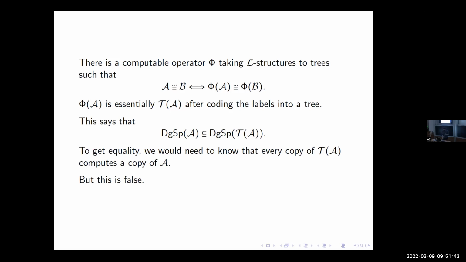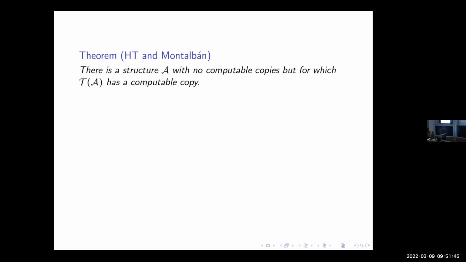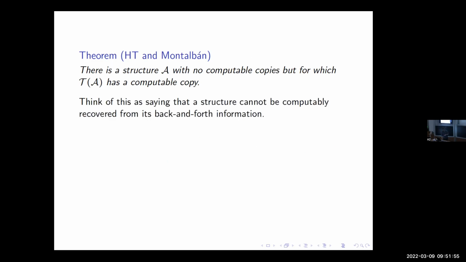But that's false. So what we showed is that there's some structure A, and A's got no computable copies. But if you take the tree of tuples, then that tree does have a computable copy. I think this is really interesting, not just for the things on the last slide, but in general. Essentially what it says is that a structure can't be computably recovered from its back and forth information. So if you have all the back and forth information of the structure from the tree, you still can't build a copy of the structure.